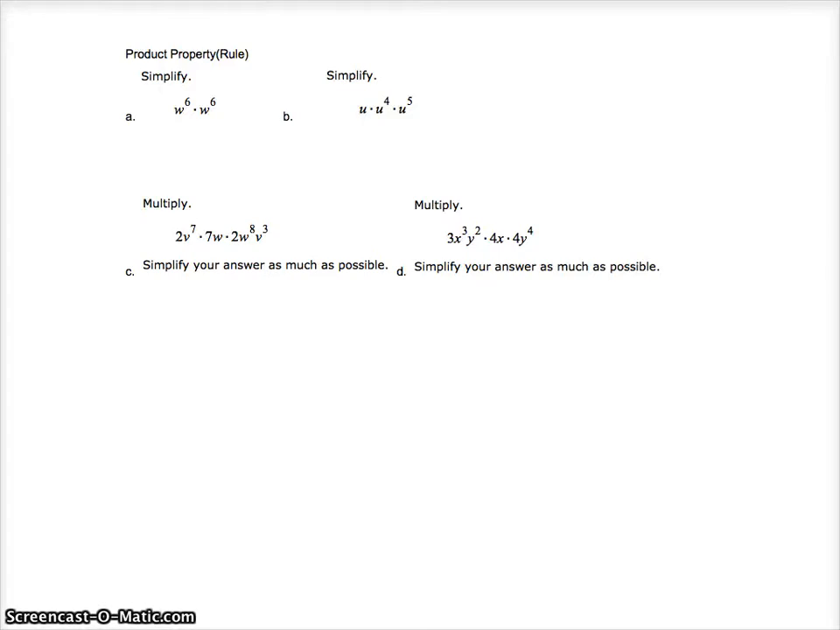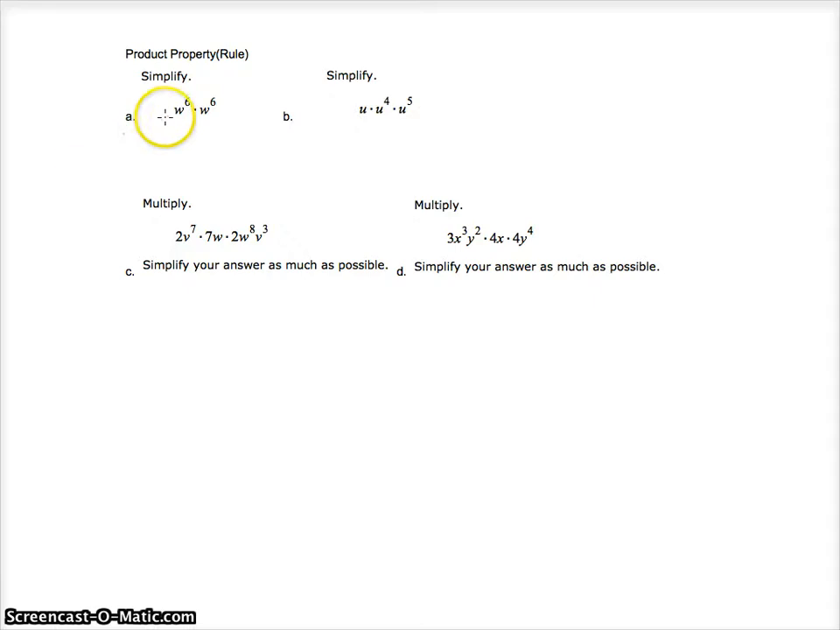Welcome to the product property, or the product rule. We're going to look at what happens when we multiply powers together. When I have letter A, simplify w to the sixth times w to the sixth, what I need to look at is how many w's am I multiplying together.